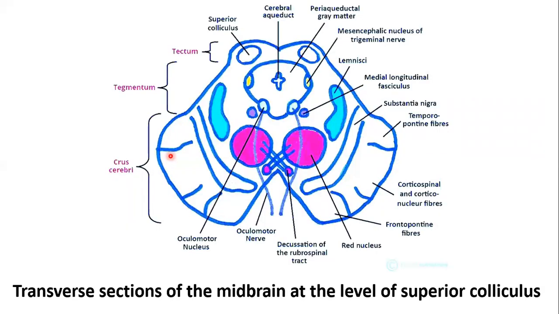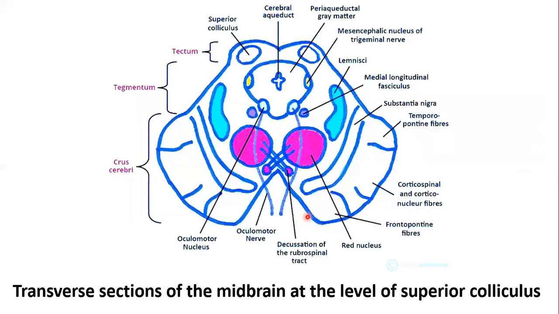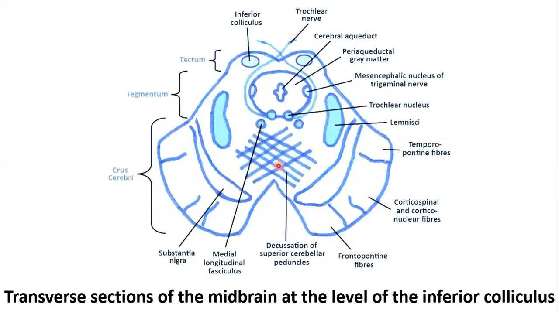First of all, you see these fibers: the frontopontine fibers, corticospinal and corticonuclear fibers, and the temporopontine fibers. And then there are the medial longitudinal fasciculus and the decussation of the rubrospinal tract. Here you could see the rubrospinal tract. Yes, this is the decussation of the rubrospinal tract. So these are the points. This is a brief discussion of what is present over here. So you can compare these two. This is a superior colliculus, and here is the decussation of the rubrospinal tract.